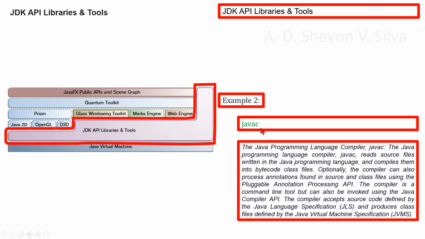Optionally, the Java compiler can also process annotations found in source and class files using the pluggable annotation processing API. The compiler is a command line tool but can also be invoked using the Java Compiler API. The compiler accepts source code defined by the Java Language Specification, JLS, and produces class files defined by the Java Virtual Machine Specification, JVMS.